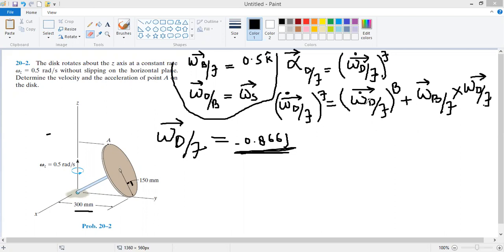We know as far as the angular velocity of the disk with respect to the ground is concerned, it is 0.866 j cap. Okay, and once we take its derivative, it's constant, its derivative will be equal to 0.